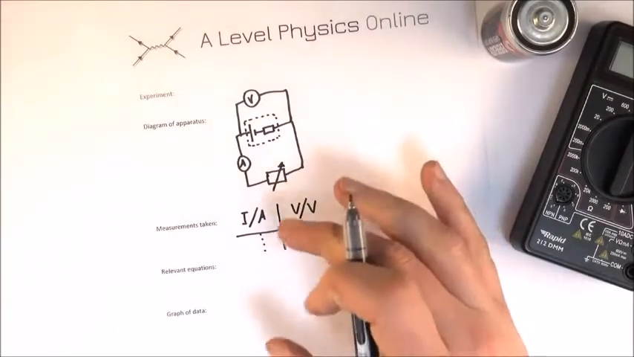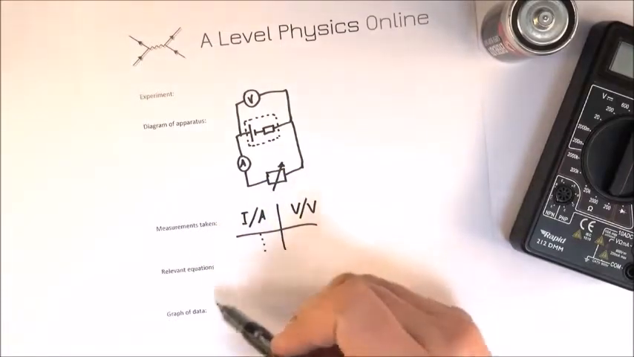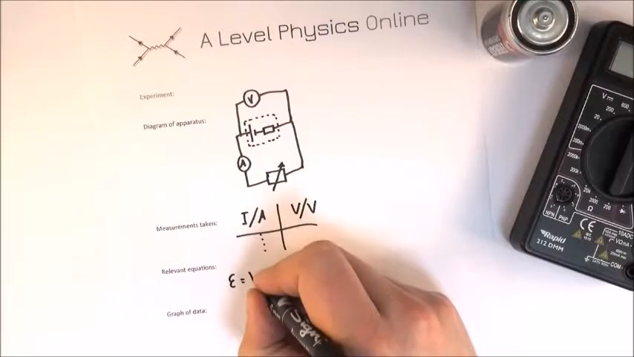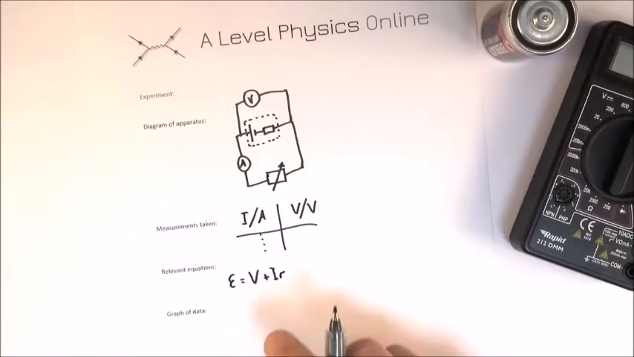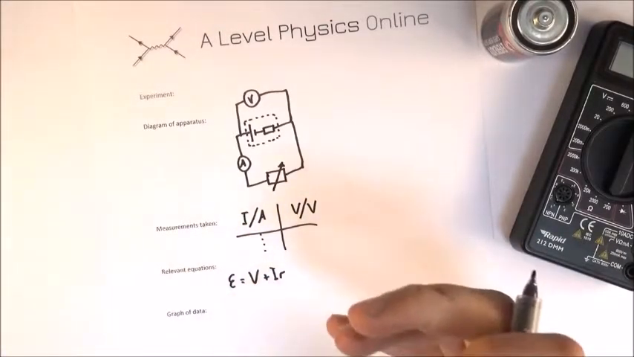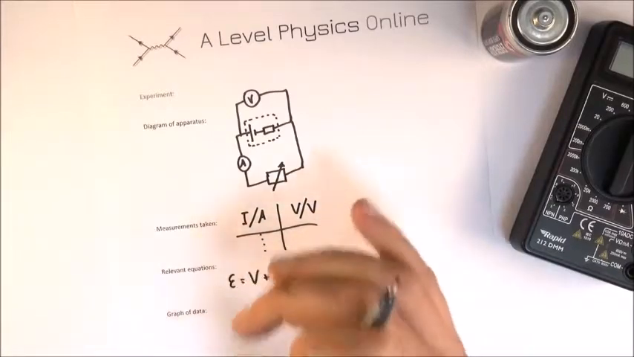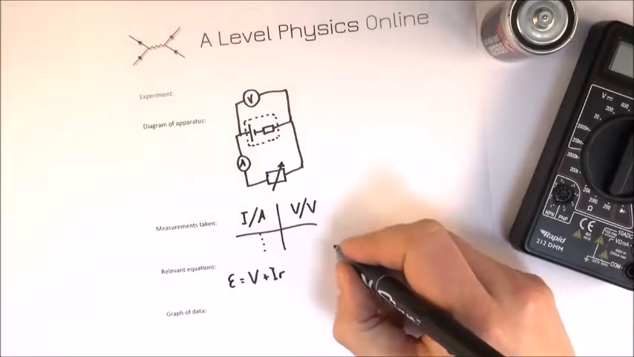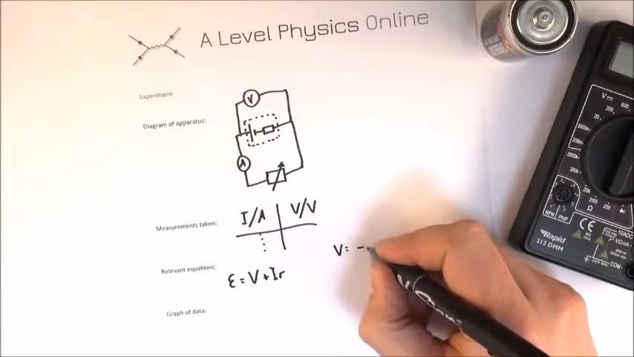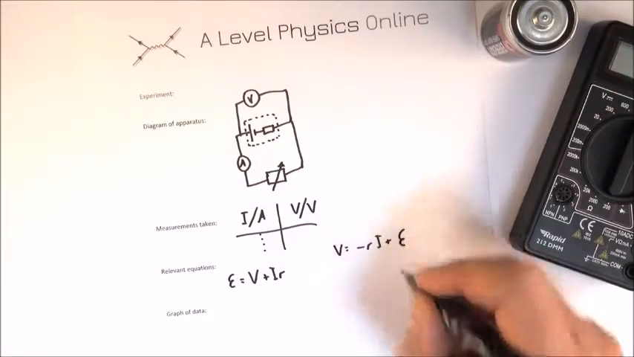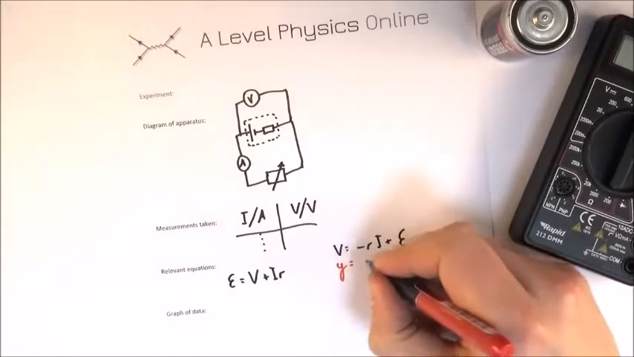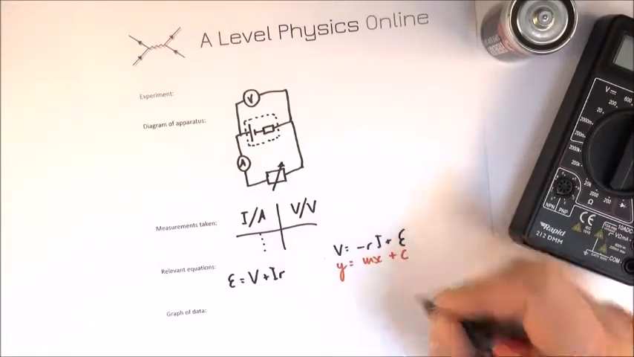You can then think about not only what measurements you've taken, but also some relevant equations. In this case, you've got the equation that says E is equal to V plus Ir. It doesn't really matter what experiment you're doing, think about how the equations that you know fit into that. We can also think about how this is rearranged to make V is equal to minus rI plus E, and then how this links to the equation that says y is equal to mx plus c.